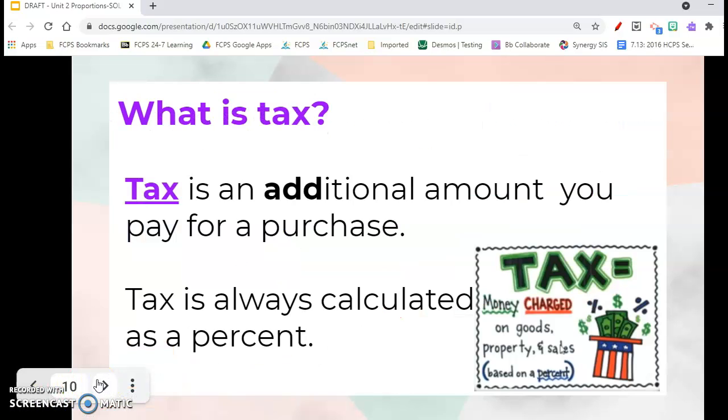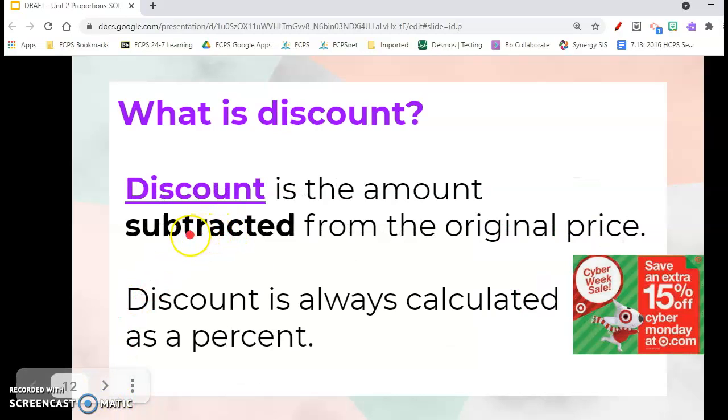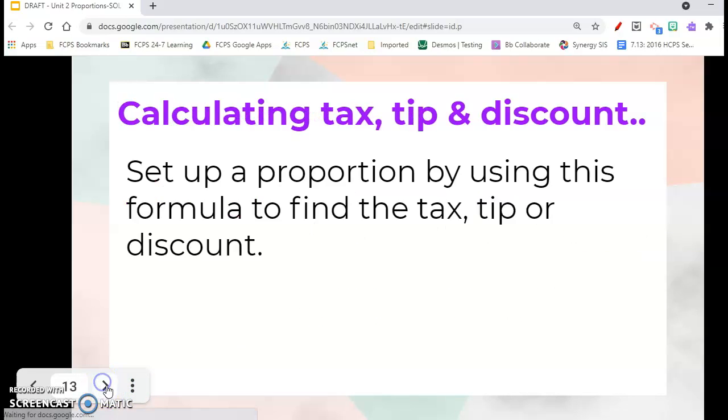All right, next one. What is tax? So we also reviewed this in Unit 2. Tax is an additional amount you pay for a purchase. Tax is always calculated as a percent. What is tip? Tip is an additional amount you pay to a person for their service. Tip is always calculated also as a percent, hence this picture over here. And discount, my favorite word. Discount is the amount subtracted from the original price. Discount is always calculated as a percent. See this beautiful Target sign? Who doesn't love a discount or a sale?